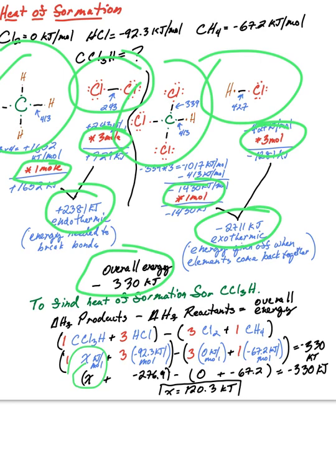Now, I found in the back of the book methane. So methane in the back of the book is negative 67.1, but if you notice here, I'm adding methane and our Cl2, which is always 0, but then I'm also subtracting it. So what ends up happening to this sign for methane is it ends up becoming a positive.